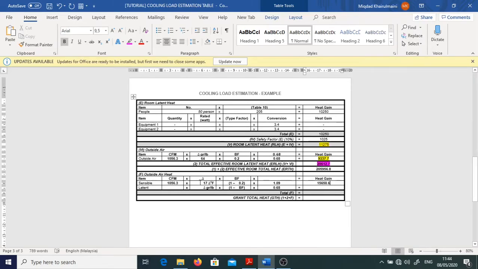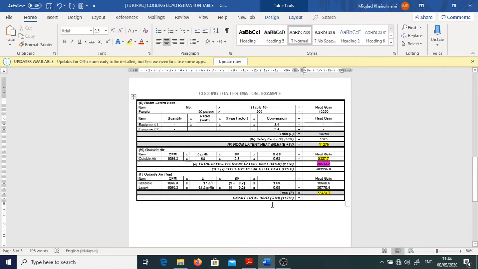Next, our latent CFM is the same, 1056.3. For delta grains per pound, 64, and then times 1 minus bypass factor. Same, bypass factor is 0.2. Times 0.68, our conversion factor. So we can get the total here, 36,776.1. Next, we calculate the total for section F. Both these values, our sensible and latent, we add them up to get our total for section F, 53,434.7. This one we can highlight.